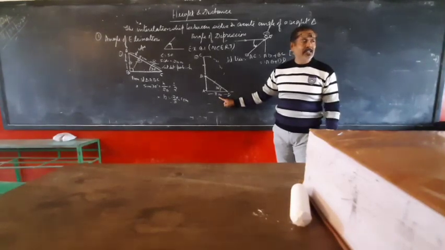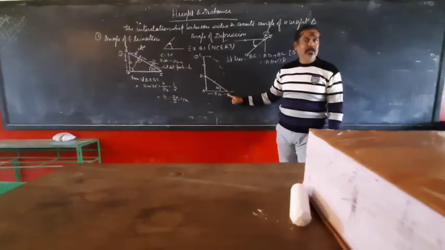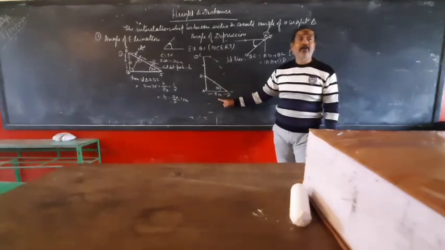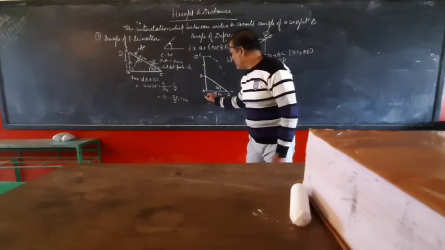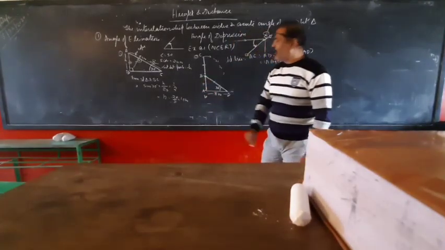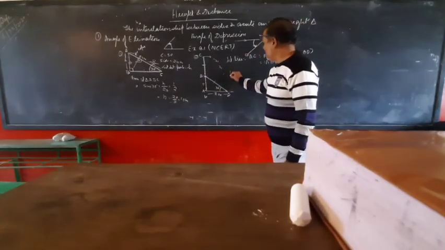Which are the two sides? Perpendicular and the hypotenuse. Which value has been given with respect to this acute angle? We have been given the value of base. So which trigonometric ratio has a relation between perpendicular and base? Tan. So what do you write here?